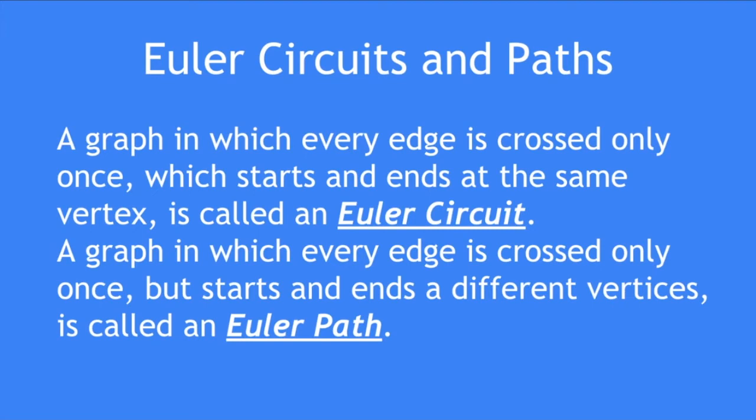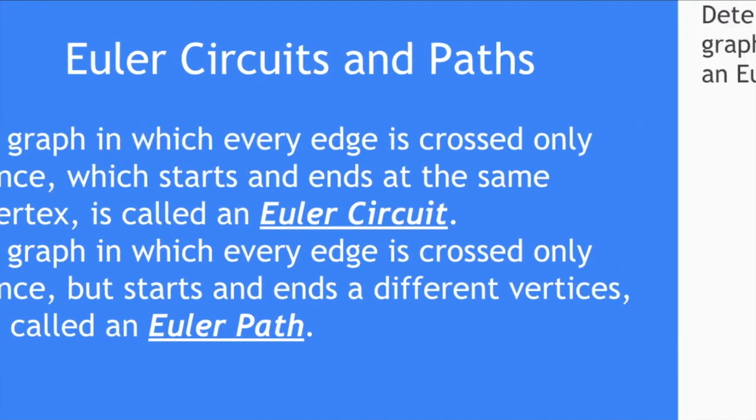A graph in which every edge is crossed only once but starts and ends at different vertices is called an Euler path. That's like a map where we cross every edge in the city, but we end up at a different spot from where we started. Okay, so let's move on.